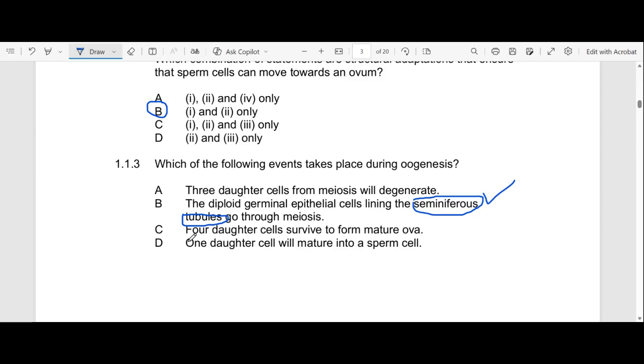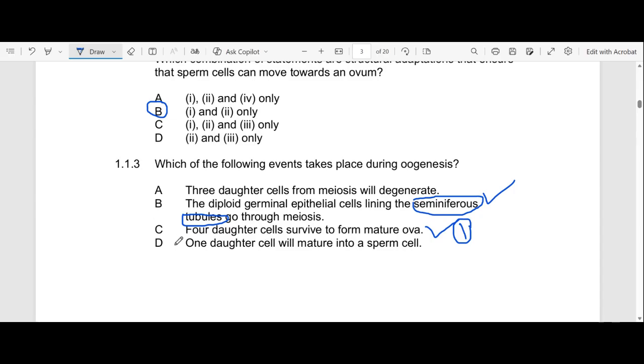So now let's go to C. 4 daughter cells survive to form mature ovum. We know that only one daughter cell survives, not 4, when it comes to oogenesis. So we're removing C. Does that make sense?